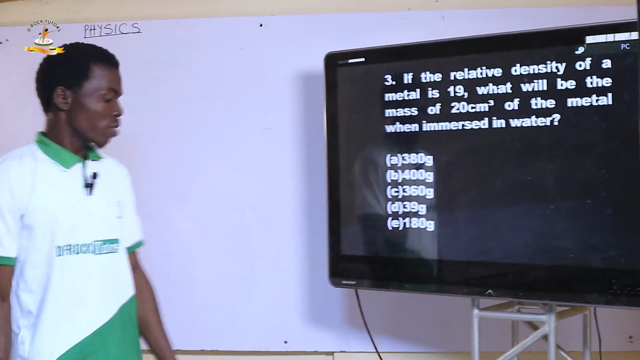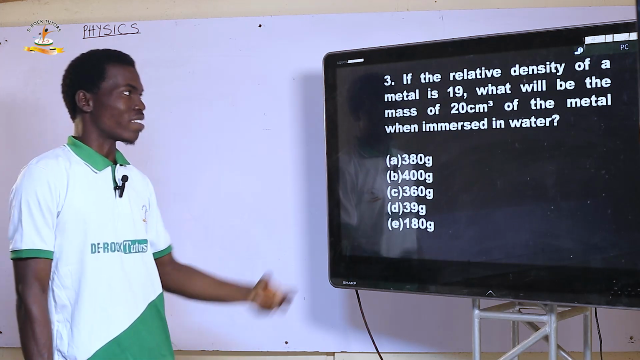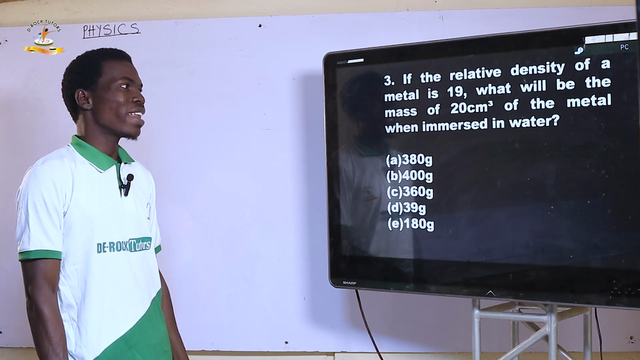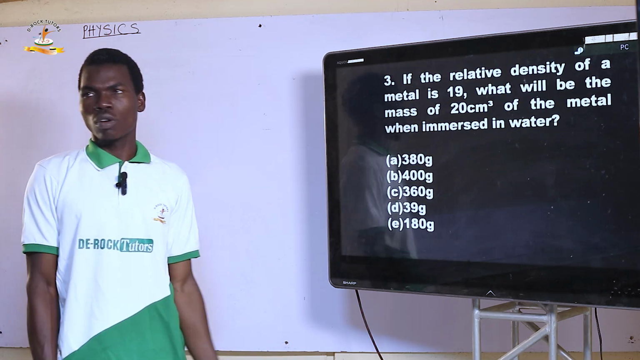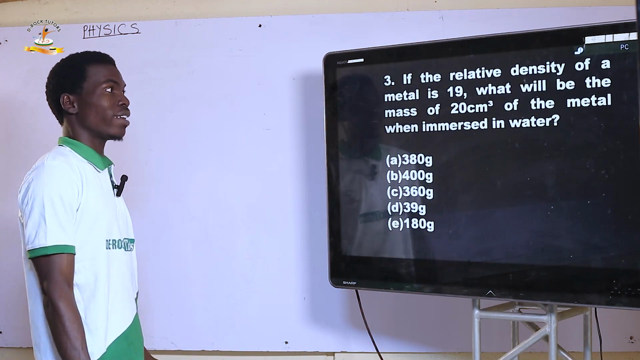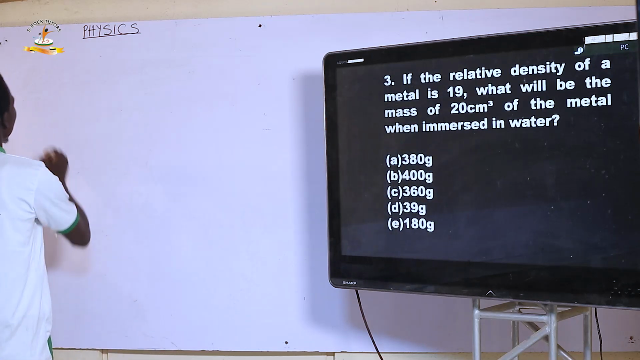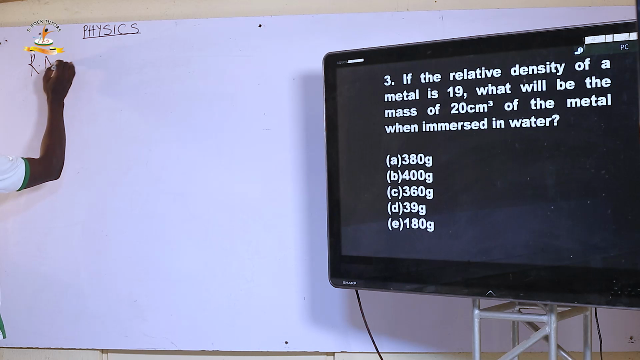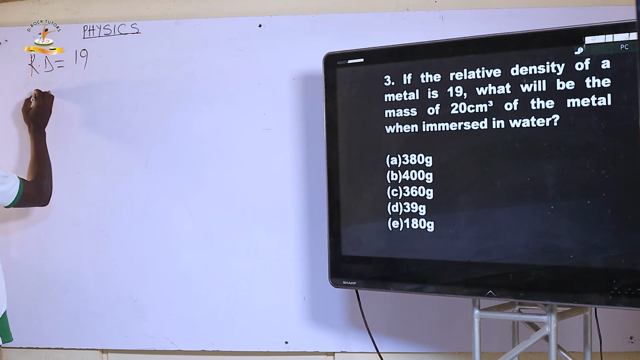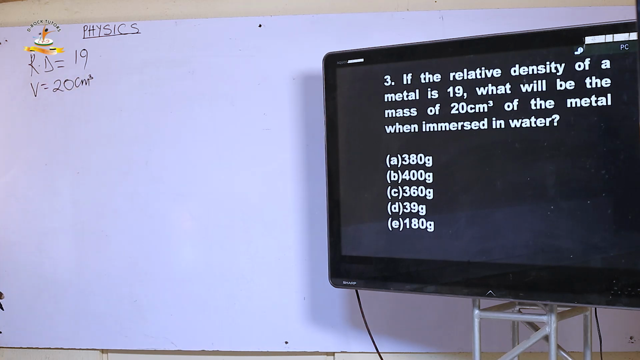Next. All right, question 3. Question 3 says, if the relative density of a metal is 19, what will be the mass of 20 centimeter cube of the metal when immersed in water? So we know this is a topic from pressure, density, relative density, flotation, and Archimedes. Let's take a look at the parameters we're given. Relative density is equal to 19, and we're given that volume equals 20 centimeter cube.